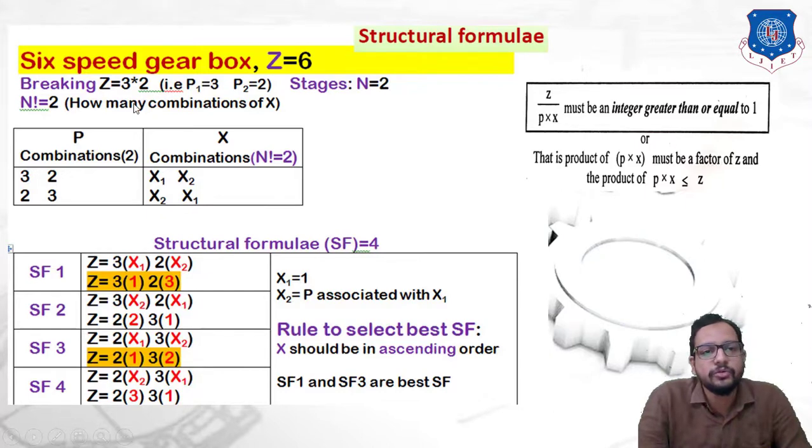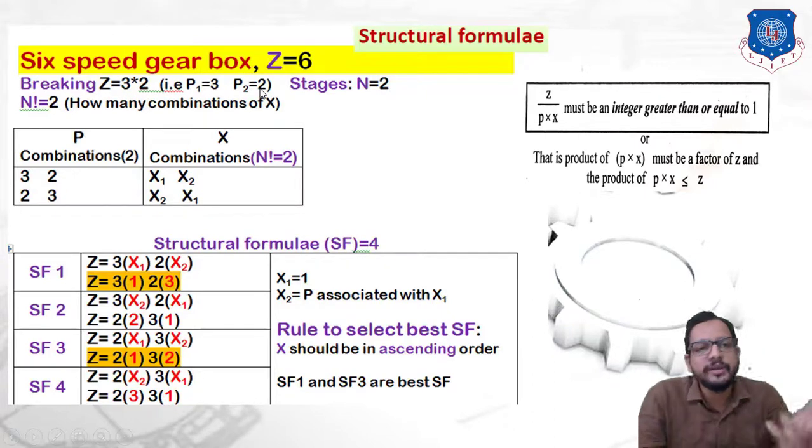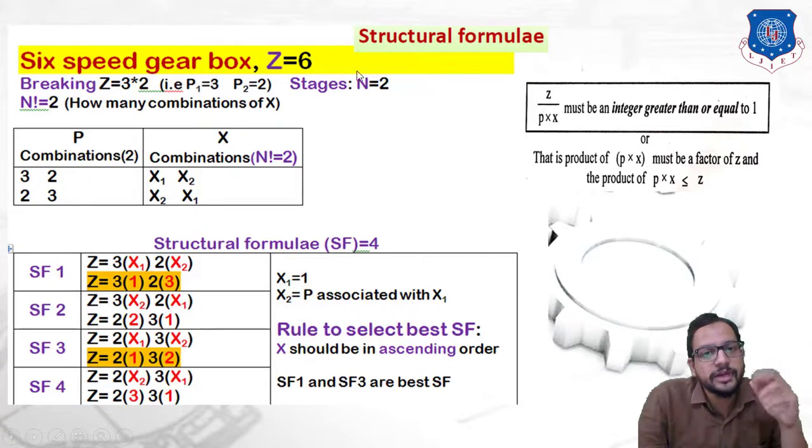So z is equal to 2 into 3, or we can say 3 into 2. So I am writing it as 3 into 2. So according to that, p1 is 3, p2 is 2. How many stages are there? So we would say there are 2 stages in this 6-speed gearbox. That is 3 raised to 1 and 2 raised to 1, so 1 plus 1 would be 2.